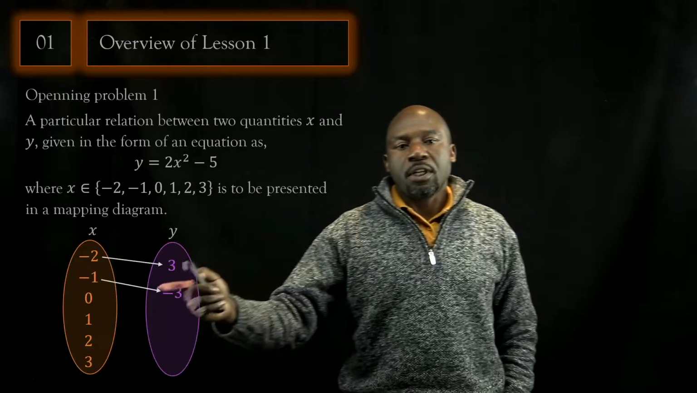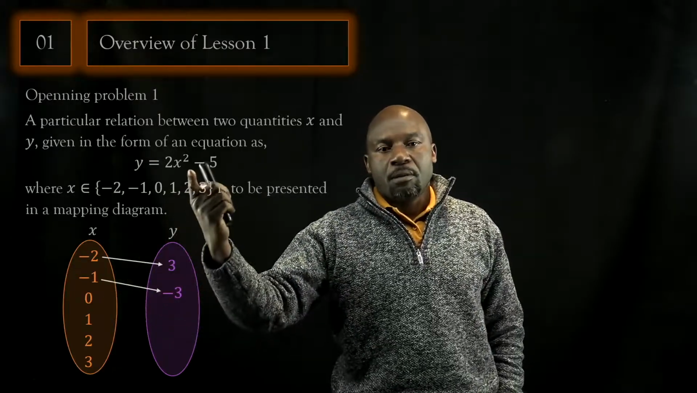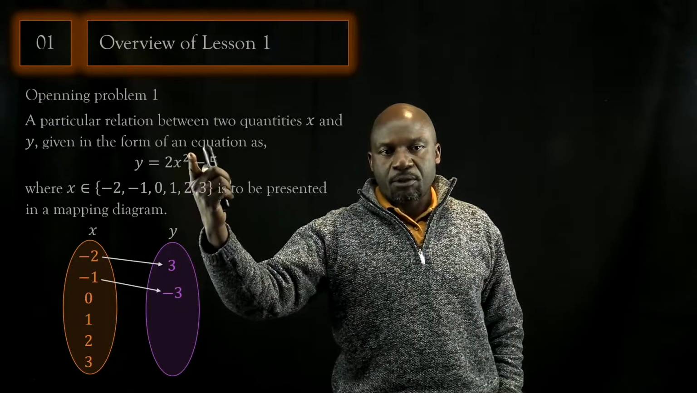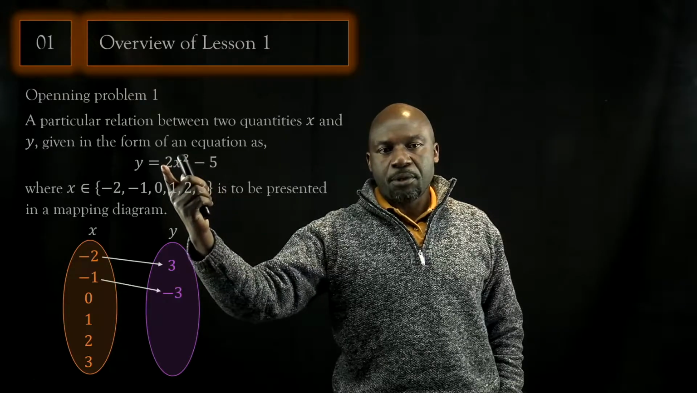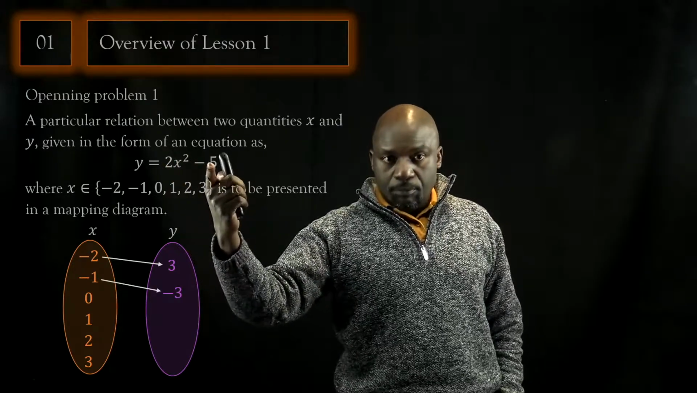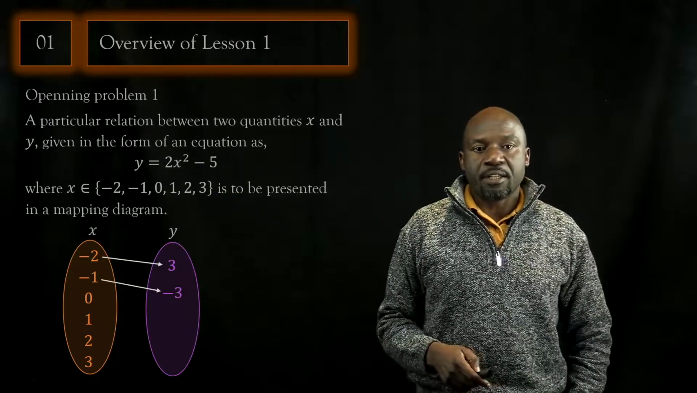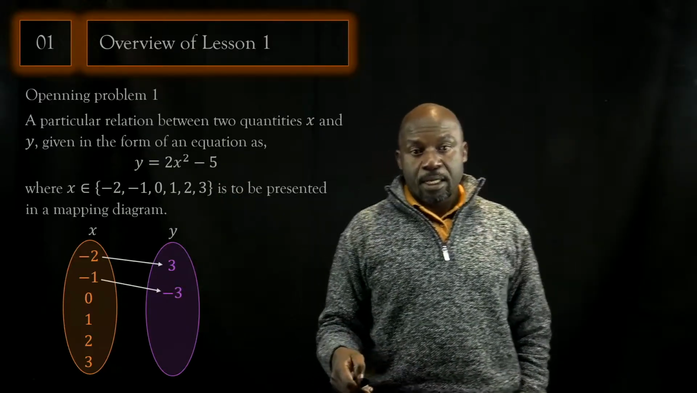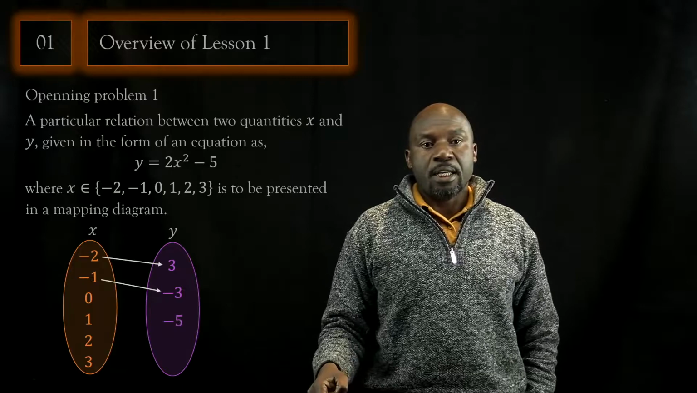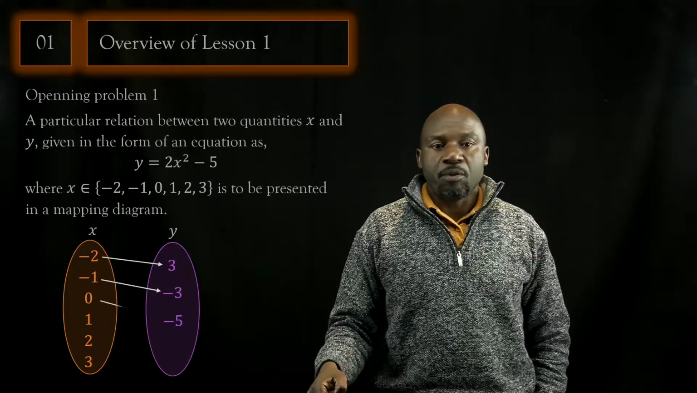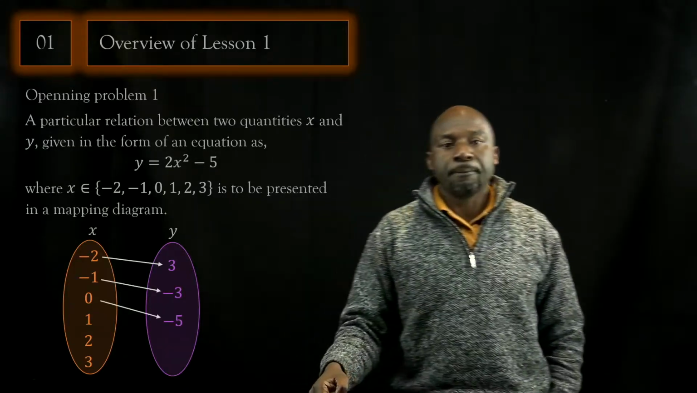Now we substitute 0. When x is 0, plug in 0 there. 0 squared is 0. 0 times 2 is 0. Minus 5, we end up with -5. So when x is 0, the value of y is going to be -5. And again, we draw the arrow to indicate the mapping.